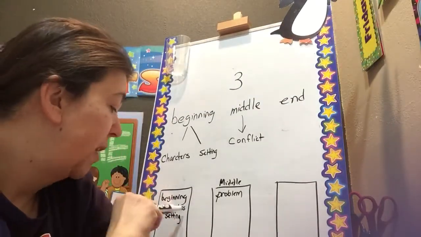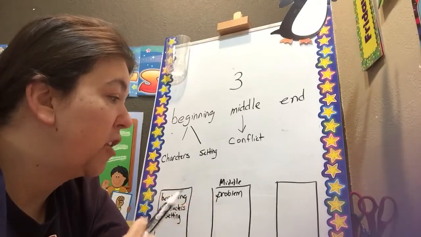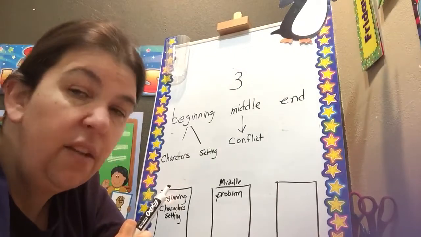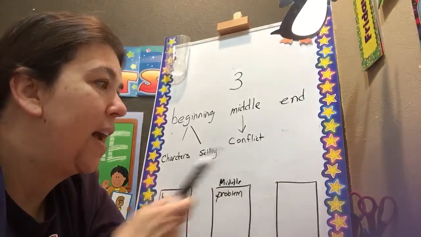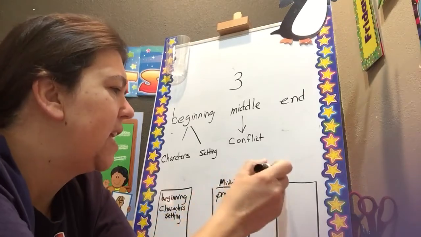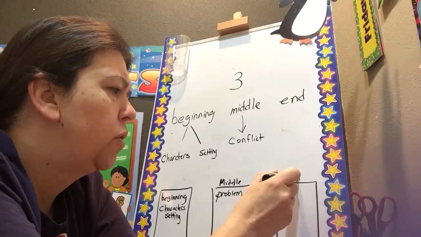To tell me all about your characters and your setting, you're going to need a few sentences. To tell me about your middle, where your conflict is and where your problem is, probably going to need a few sentences. And then my end. Ooh, what do you suppose I want you to tell me at the end? At the end of our story, what do you suppose we need to do?